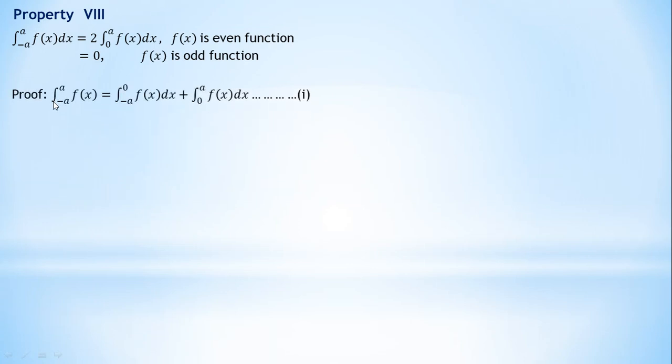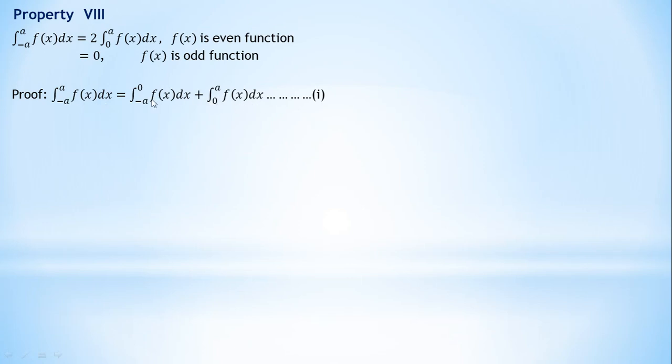See the proof of this. For that, first of all we will take LHS, that is the integration from minus a to a f of x dx. So integration minus a to a f of x dx, by using the previous property, can be written as integration minus a to 0 f of x dx plus 0 to a f of x dx.